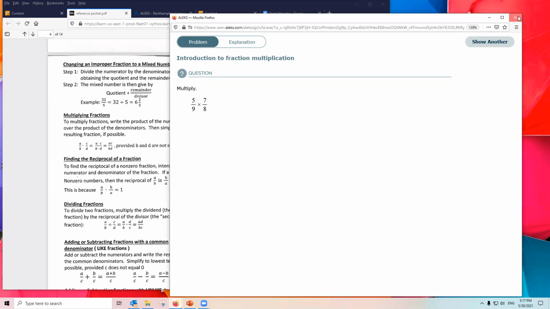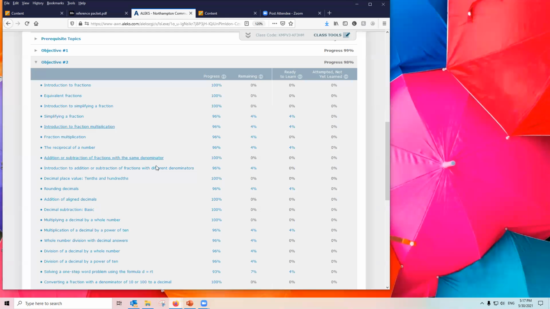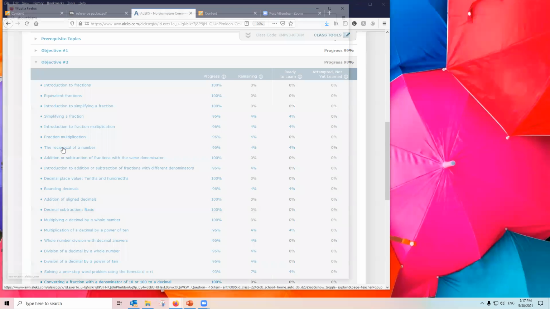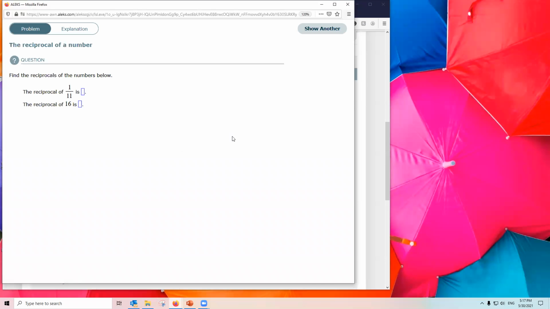All right, let's go do another example. How about if we do here reciprocal? Well, reciprocal means the reciprocal of a fraction really just means flip the fraction upside down.